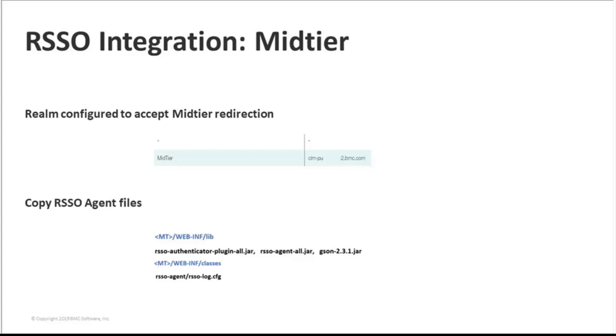Right. So that's about the realm. We'll quickly go through the RSSO agent files that are required on the Midtier. So, copying of the RSSO agent files.